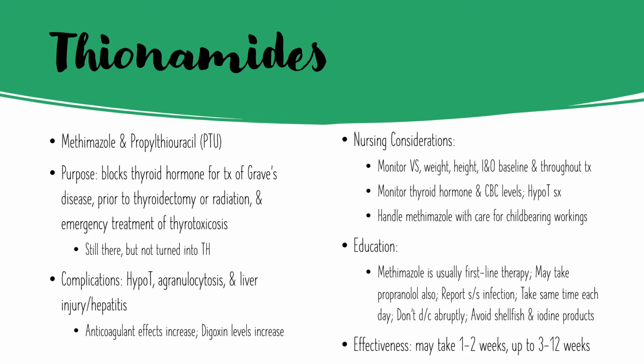So our goal now is to decrease it, but if we decrease it too much, you can end up with hypo. Agranulocytosis, so we're going to look for signs of infection. Their white blood cells are going to drop, so monitor things like that. And liver injury and hepatitis with these medicines. These can injure your liver. Now, clients that are taking anticoagulants, again, their effects are increased, so look for signs and symptoms of bleeding. Also, digoxin levels can increase, so we need to monitor digoxin levels if they are taking digoxin at the same time as, say, PTU.